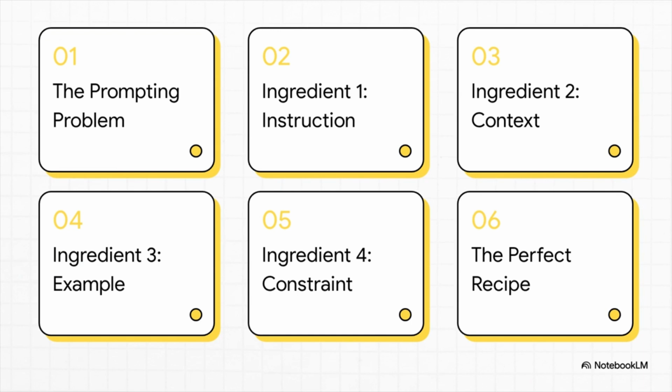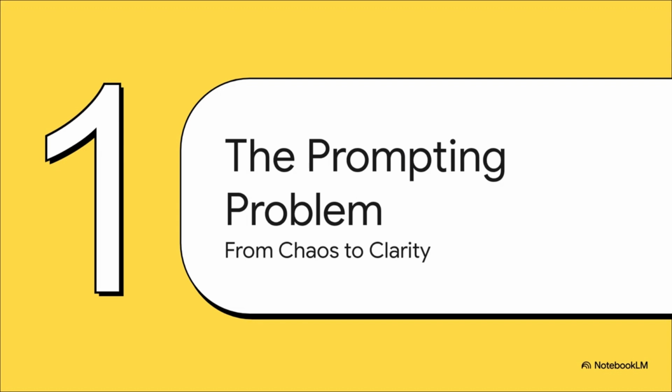Okay, so here's the game plan. We are gonna start by defining the problem, and then we'll break down the four key ingredients of a great prompt: the instruction, context, example, and the constraint. Then we'll put it all together to create the perfect recipe. First things first, let's nail down the problem we are trying to solve, which is how we move from chaotic random inputs to clear, intentional results. And believe it or not, the solution boils down to four key components, and that's it, just four.